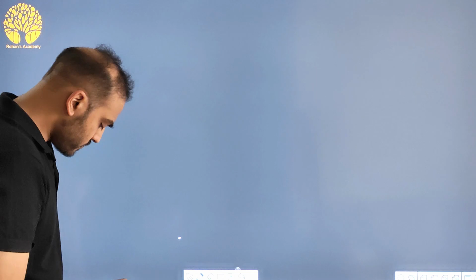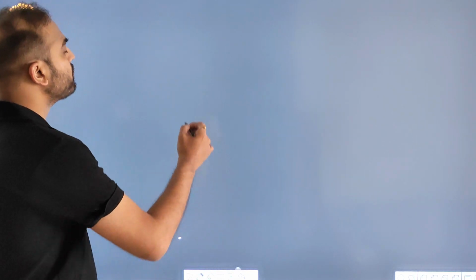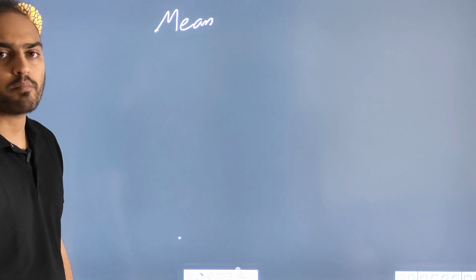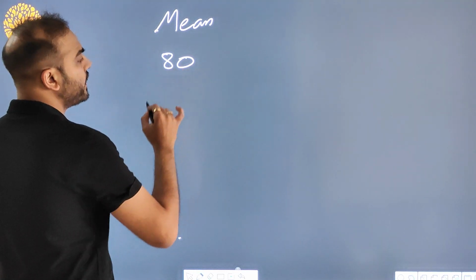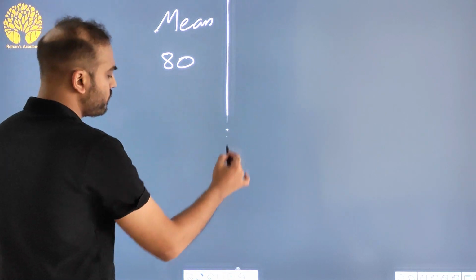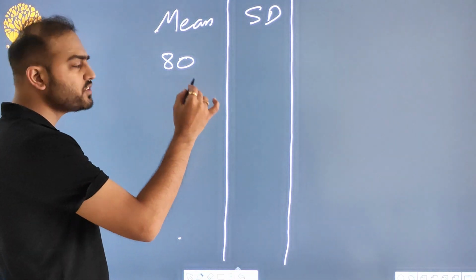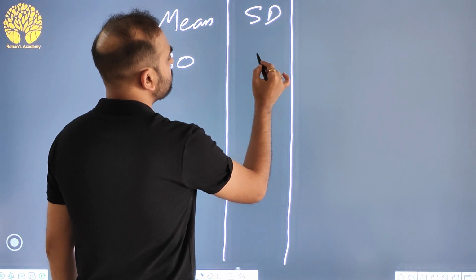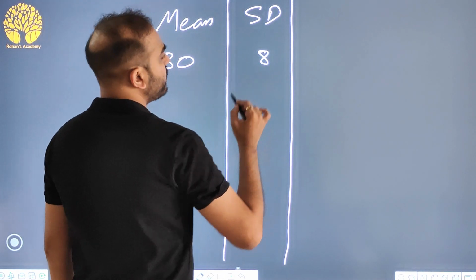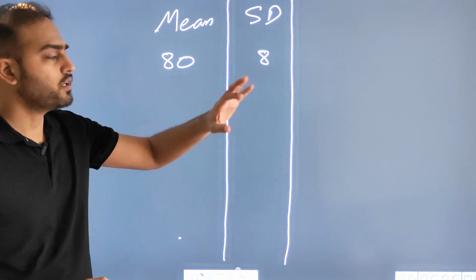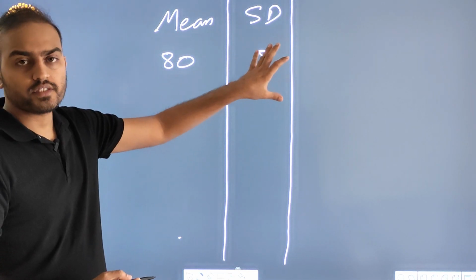Say, for example, we have a student who has written multiple mock tests. In these multiple mock tests, say the average score of the student is 80. We calculate the standard deviation. The standard deviation of the student, say, is 8 marks. Say the student has taken 100 tests. So the mean is 80, standard deviation is 8.